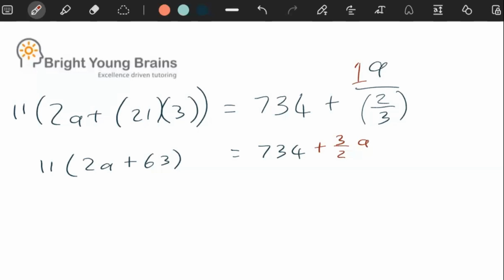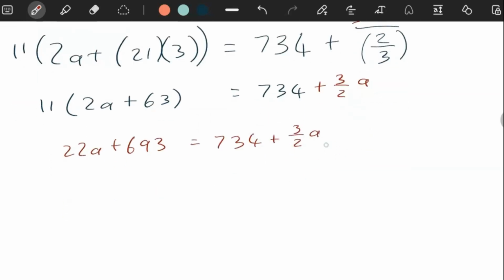And then moving on, we need to multiply the 11 inside, so it's going to be 22a plus 11 multiplied by 63, which is 693. And then here, 734 plus 3 over 2 a. Everything with a on one side, this is what we have. And then 734 minus 693, that's equal to 41.